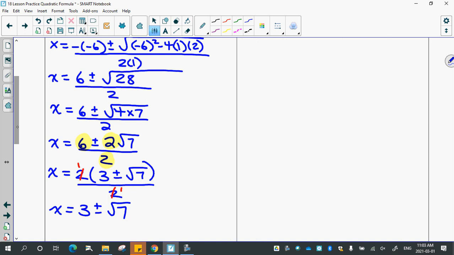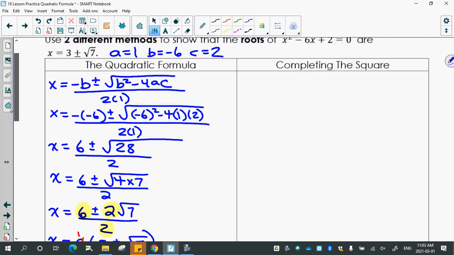Everybody good with the quadratic formula way? The hardest part was probably when you had to factor the 2 out of the top. Okay. And then we also want to do it this morning's way, where we complete the square.